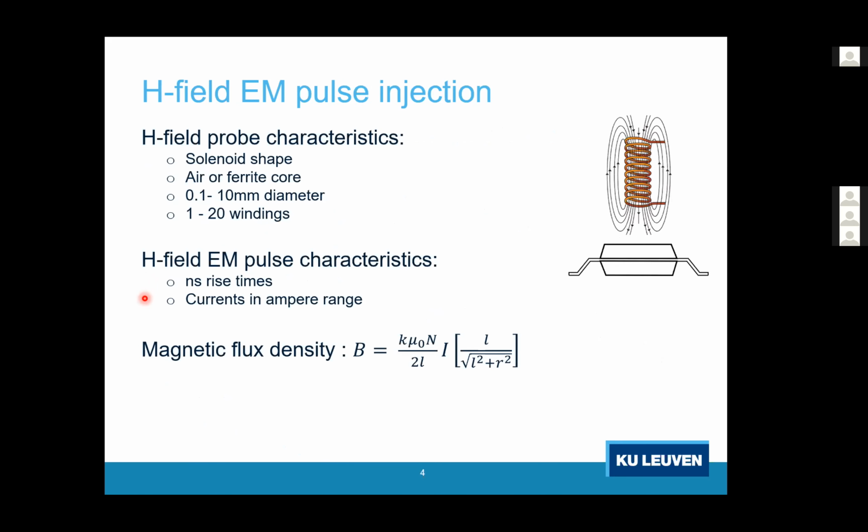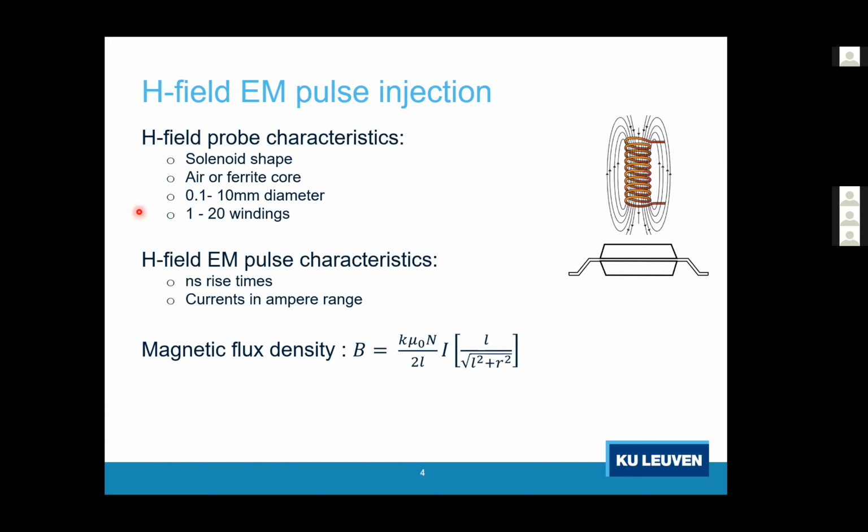So for this talk, we'll focus on magnetic field fault injection because it's the most popular variant. Actually, almost all of the papers that are published on EM fault injection use a magnetic field probe. One of the main reasons for it is that it's very easy to build one of these probes, and these magnetic fields couple very well with the metal layers of the IC.